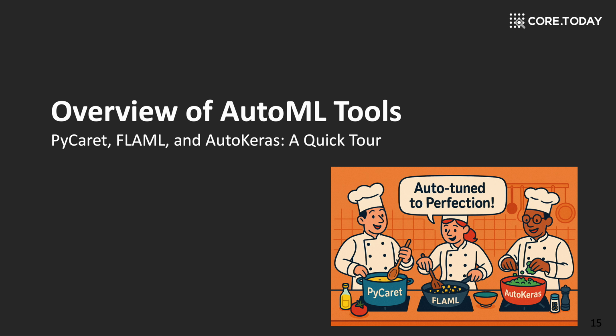In this section, we'll introduce the three major tools we'll explore today: PyCaret for structured tabular data, FLAML when speed and resource efficiency are paramount, and AutoKeras for deep learning tasks like images or text. Think of these as tools in your ML toolkit, each designed with a specific strength.